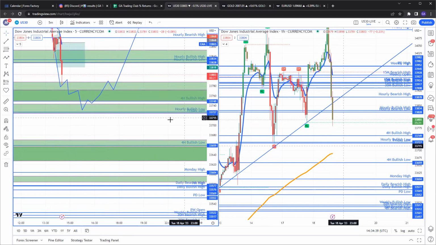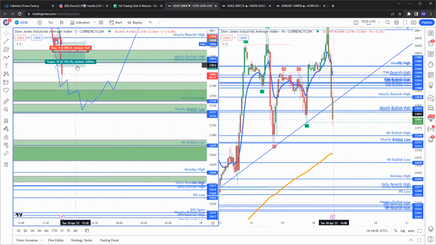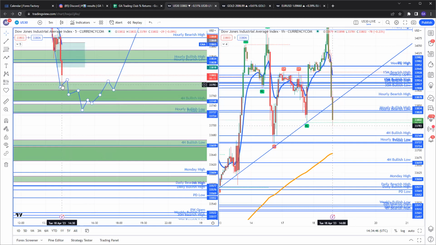For me, I will close this trade. So I'm still in the trade, but I will close it if it comes to this previous low right here. Let's see, because I don't feel like holding it for much longer.